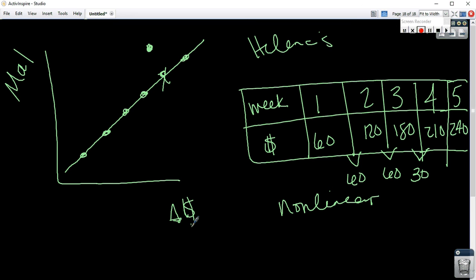If the slope is not the same between all the points, it is not linear because a line must have a slope, and it must be the same between all points.